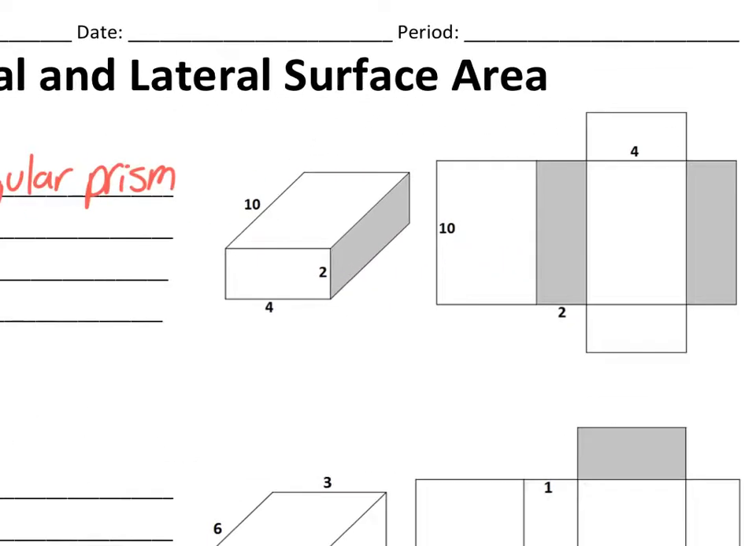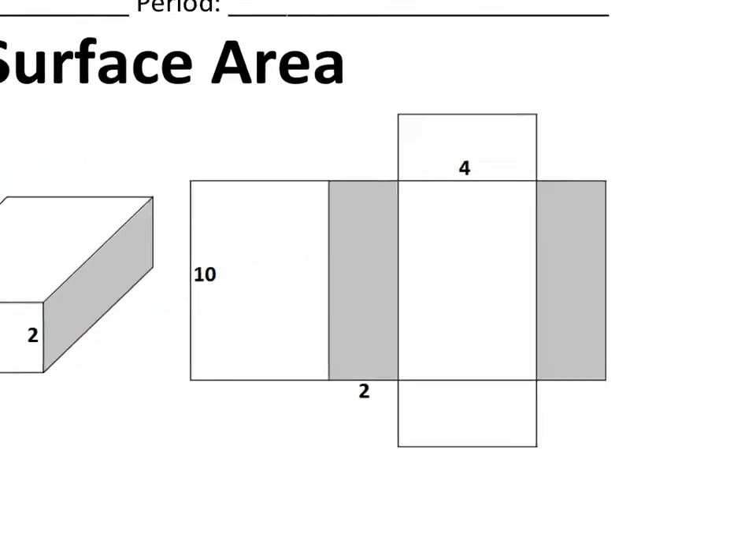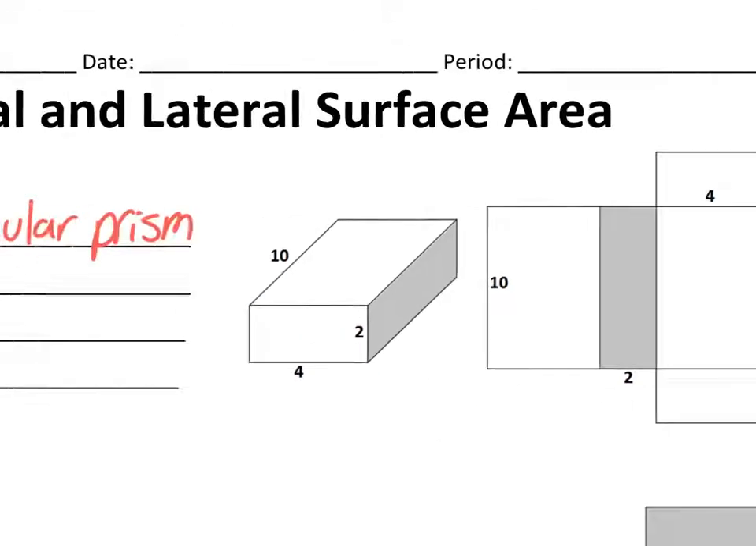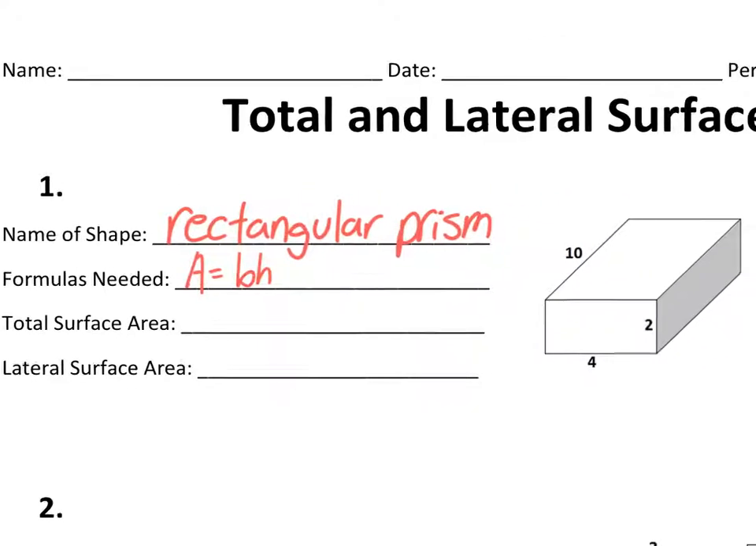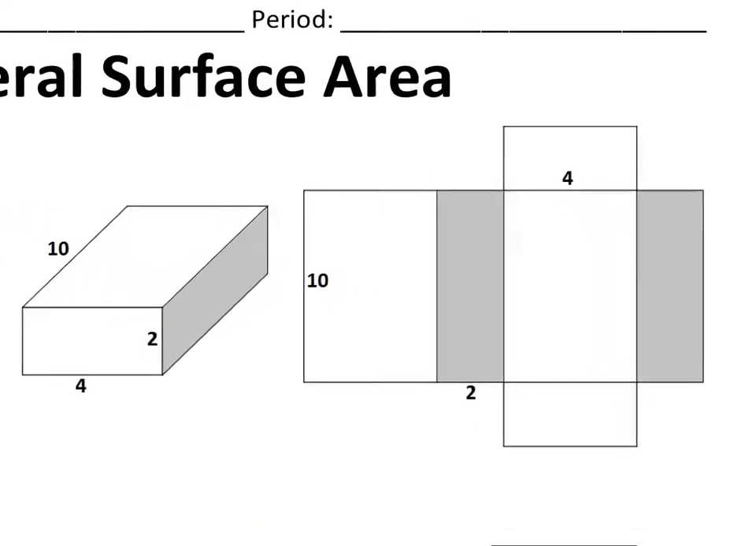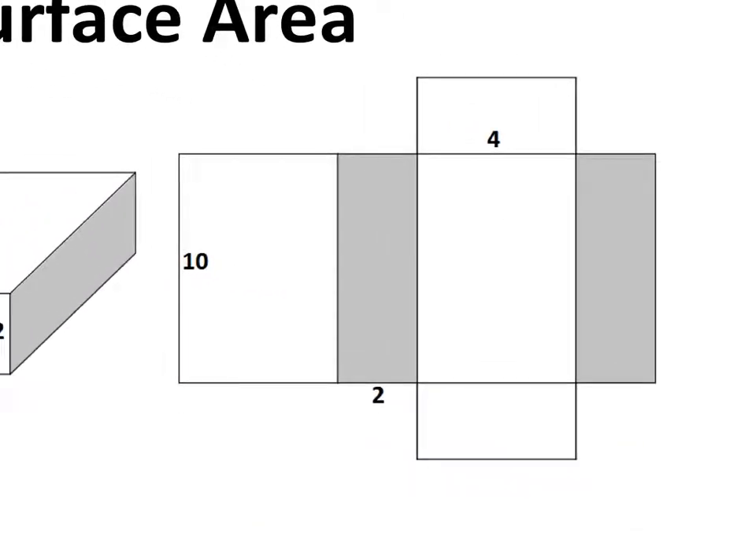So formulas that we are going to need. Well, looking over here, every one of these shapes is just a rectangle. And so to find the area of a rectangle, we're going to do area equals base times height. So the easiest way to go at this is just to figure out the area of each one of these sections. So I'm going to look at this large rectangle here.